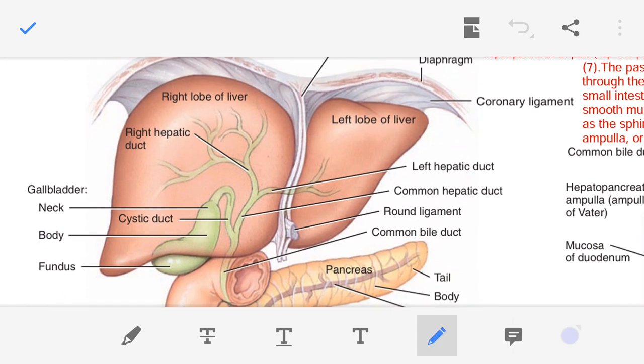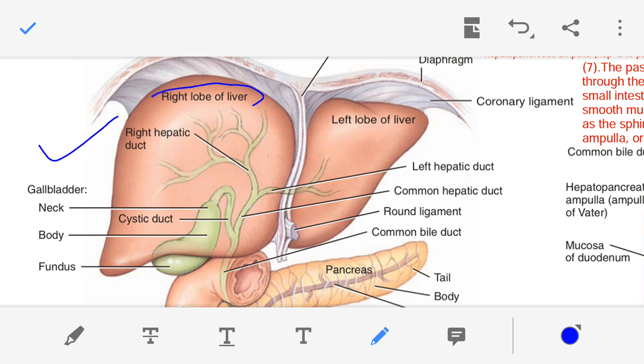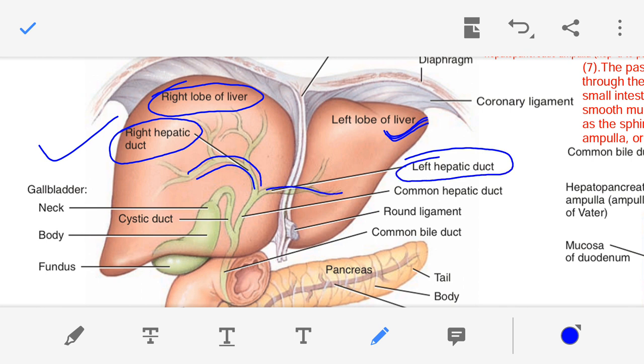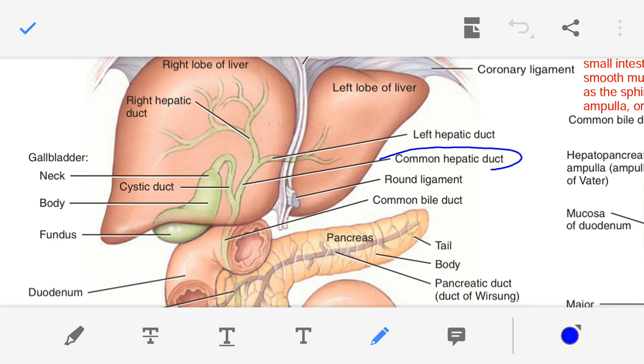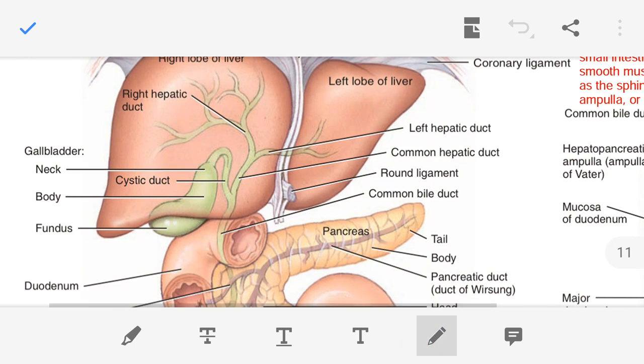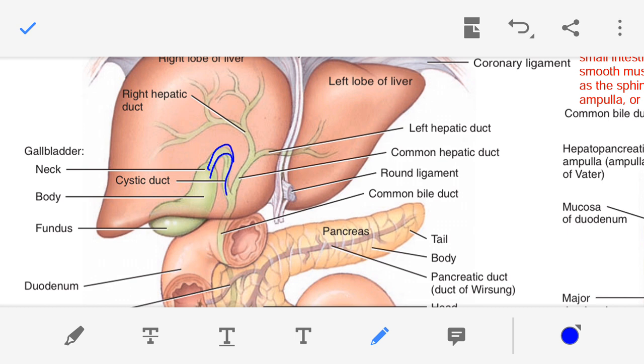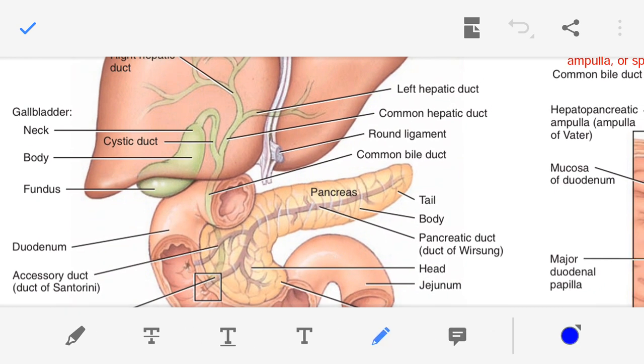Now if you observe, what is happening? This is the liver. This one is the right lobe of the liver, and this is the right hepatic duct. This is the left lobe of the liver, and this is the left hepatic duct. The left and right hepatic ducts join together and form the common hepatic duct. Now this is the gallbladder. From the gallbladder, one duct emerges, and this duct is known as the cystic duct. The cystic duct joins the common hepatic duct. So the one duct that is formed is known as the common bile duct.